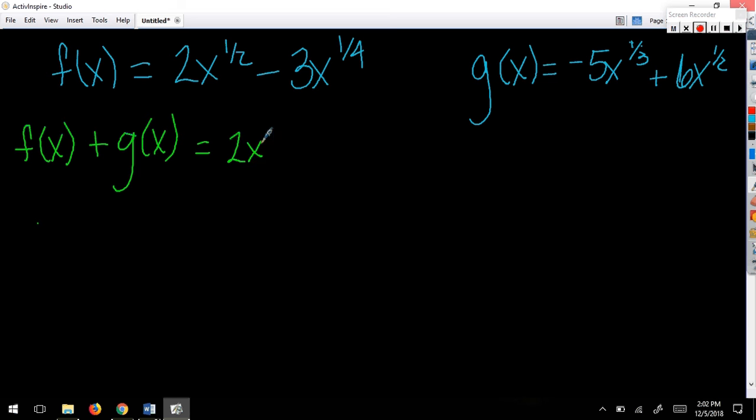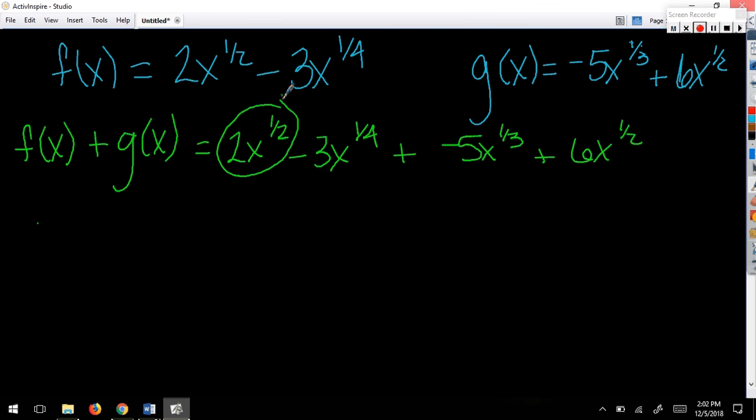So I'm taking f of x, and I am taking g of x. And now I want to put together what goes together. Do you see any like terms in that equation? Yes, which ones are like terms? The halves. This one and this one. Are we all in agreement there? Okay. So what is 2x to the 1/2 plus 6x? Good job.